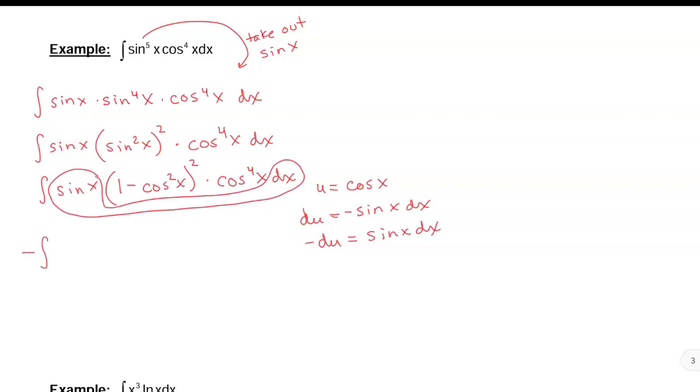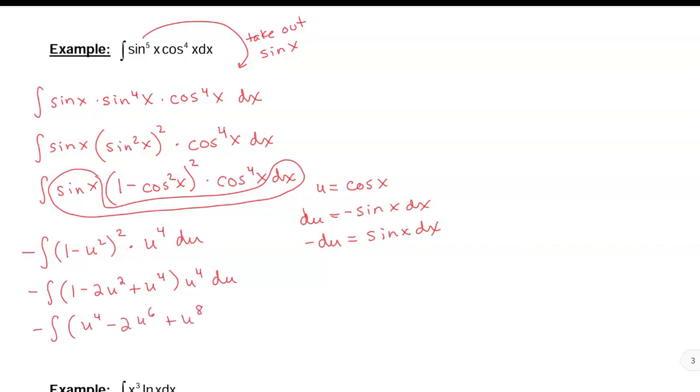So put the negative out in front. We will have 1 minus u squared, quantity squared, and then we'll have a u to the fourth and a du. First I'm going to square the binomial. So I'll get 1 minus 2u squared plus u to the fourth, and then I'll distribute the u to the fourth into the parentheses. U to the fourth minus 2u to the sixth plus u to the eighth. Now I'm ready to take the antiderivative.